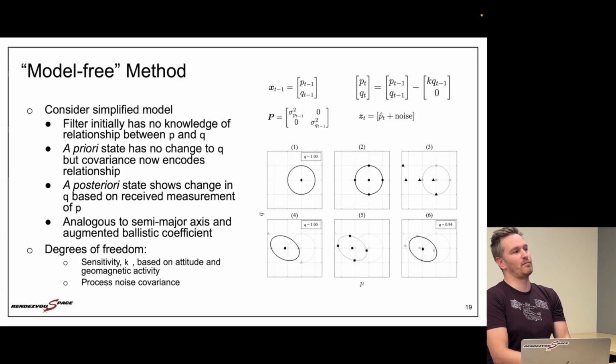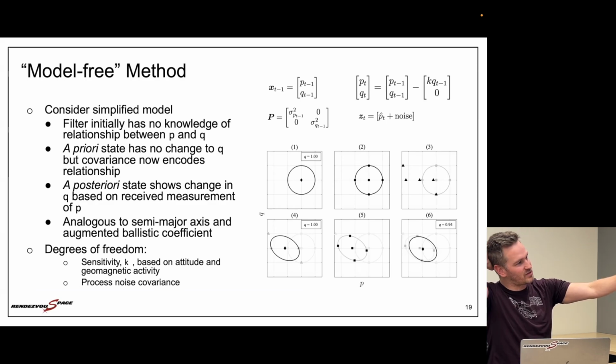We take a new set of sigma points, and we compute our predicted measurements from that, compared to our received measurement. And now you can see finally in panel 6, we received a small change in Q based purely on an observation of P. And this is a perfect analogy for the relationship between semi-major axis and the augmented ballistic coefficient.